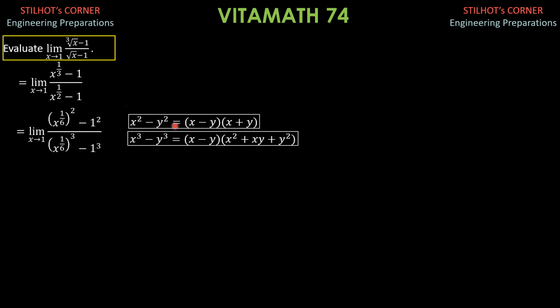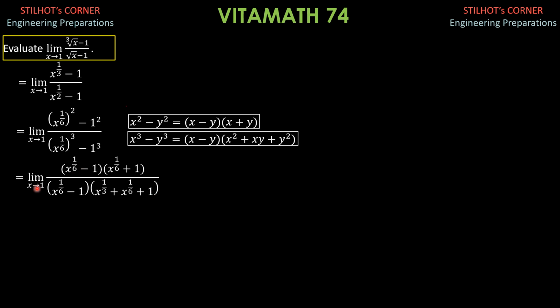So in the numerator, we write that as x to the 1/6 minus 1 times, so we have the limit as x approaches 1 of the quantity x to the 1/6 minus 1, then times the quantity x to the 1/6 plus 1. Then in the denominator, x to the 1/6 minus 1 times the square of x to the 1/6, which is x to the 1/3, then x to the 1/6 times 1 is x to the 1/6, then 1 squared is still 1.